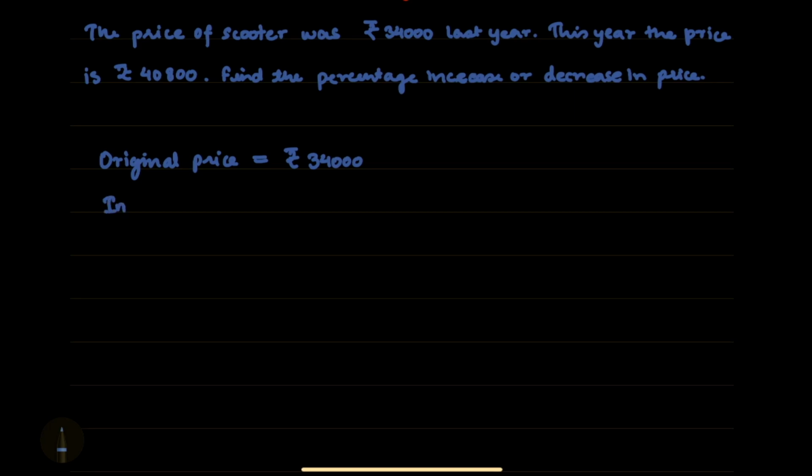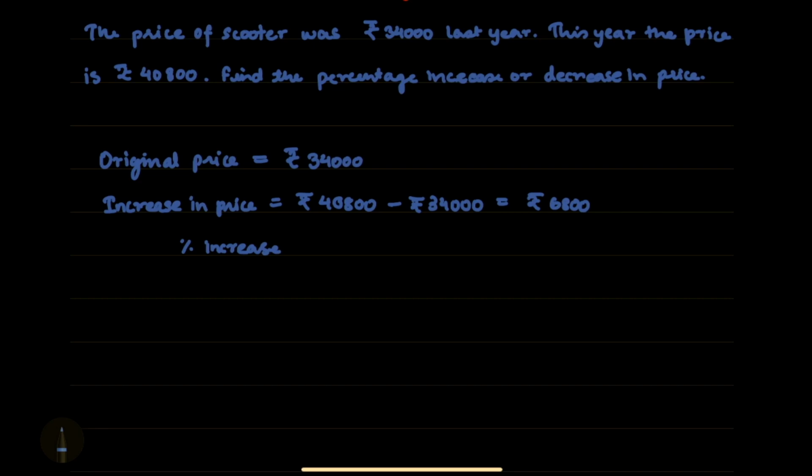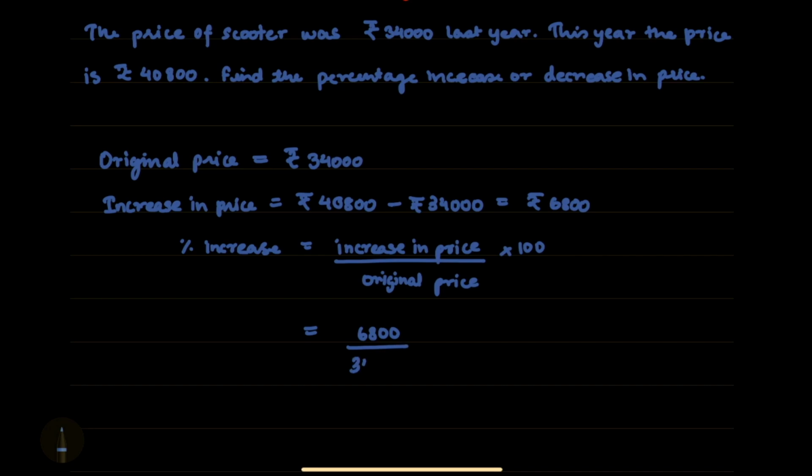So we can find the increase in price as 40,800 minus 34,000, and that comes out to be 6,800. Let's find the percentage increase, and we'll use the formula we talked about before. We have the increase in price upon the original price, times 100. The increase is 6,800, divided by the original value, 34,000, and we multiply it by 100, and we get the final value as 20%.